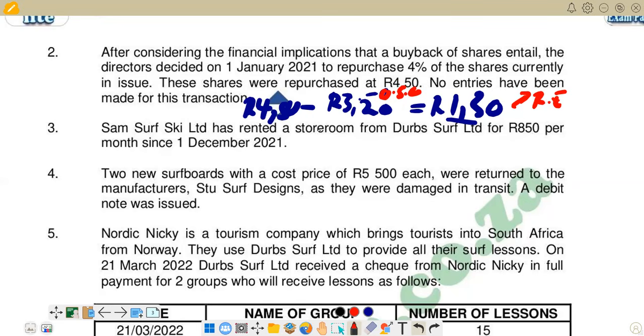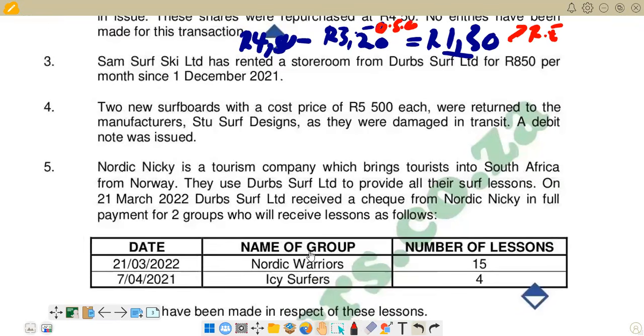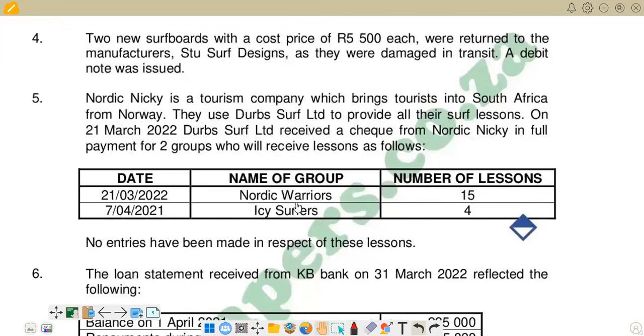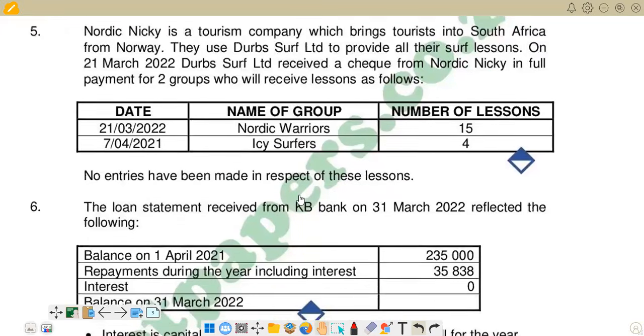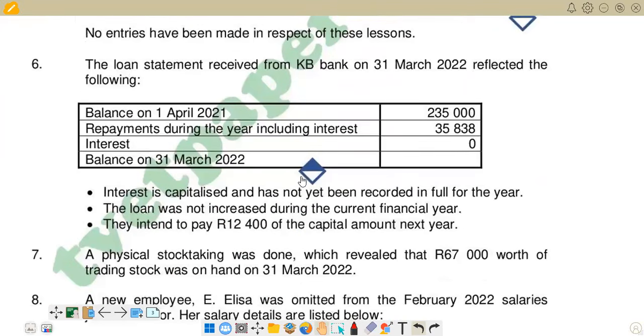So the next one is saying Safe Ski Limited has rented a storeroom from Dubs Safe Limited for 850 rands per month since 1 December 2021. So that's what we have there. And then we've got some other adjustments that are following. We can check other information that we have beneath that. We can quickly move on to the question and try to see what the question requires us to do.